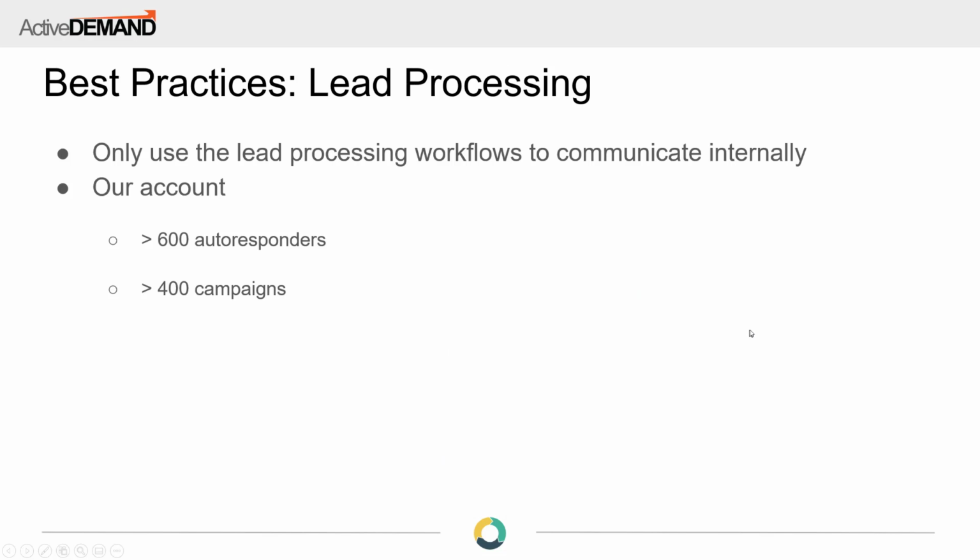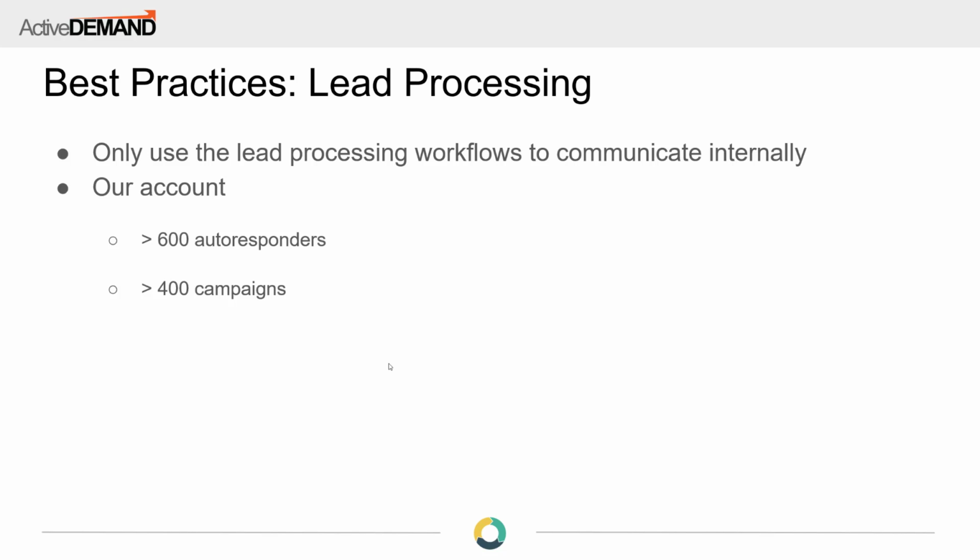And why? It really comes to this next best practice, which is related to both the lead processing workflows and the autoresponder workflows. If you're going to communicate internally about anything that's happened, do not do it in a campaign. Do not do it in an autoresponder. Do it in a lead processing workflow. Specifically, I would say do it in the lead processing workflow, which I should say is the sales notification workflow, which I'll talk about in just a second.